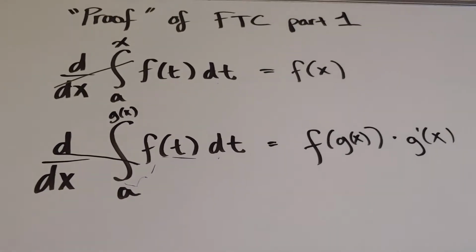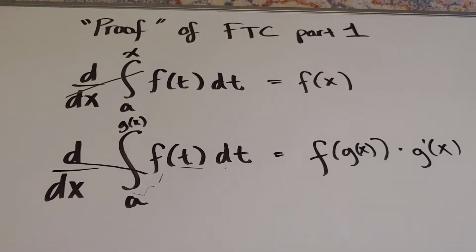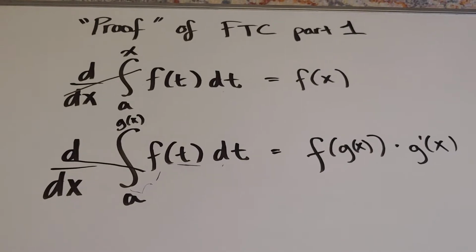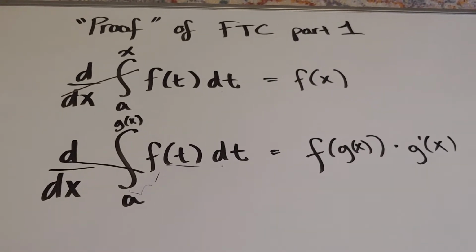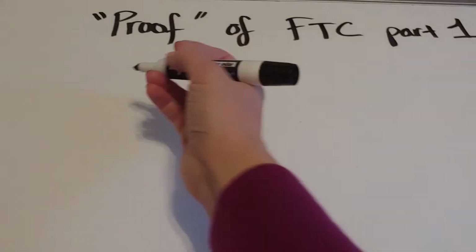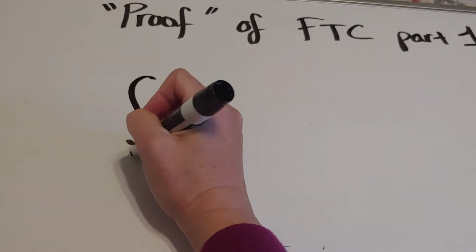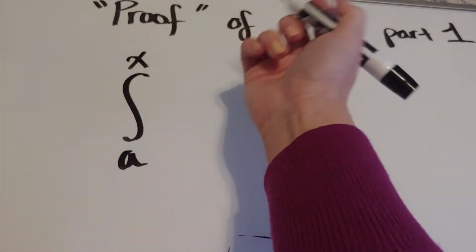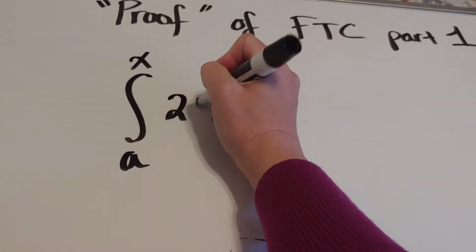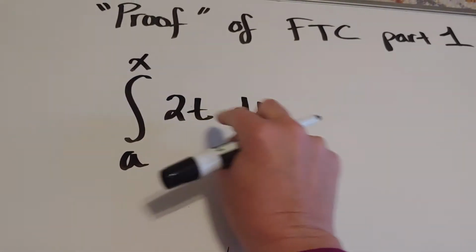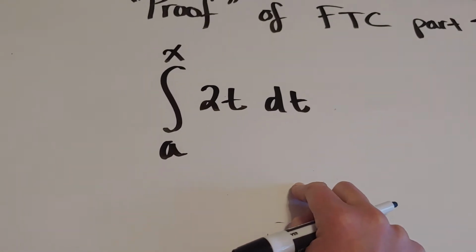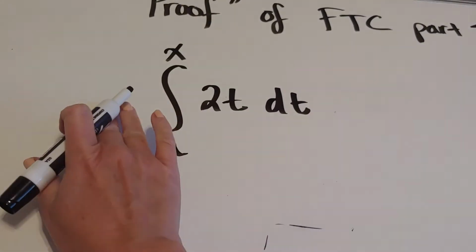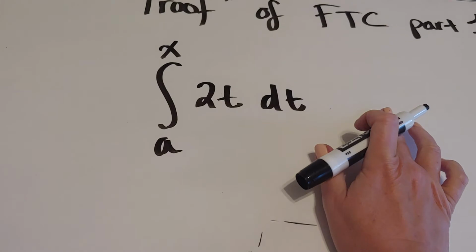Okay, so what I'm going to do is show you why this is the case. To do that, I'm going to need a little bit of room. All right, so we're going to start off with an example here. I'll go a to x, and let's choose something simple. Let's just say it's the function 2t dt. So what I'm going to show you is that the derivative of this will just be 2x.